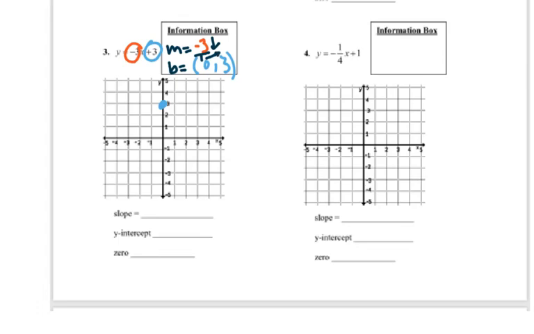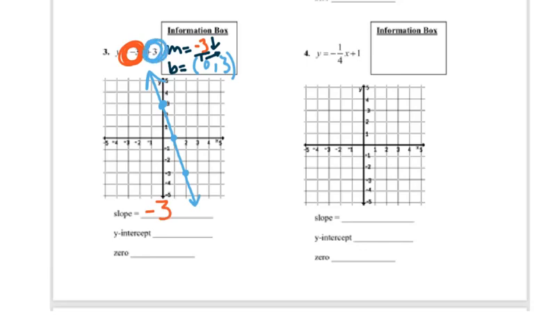So for my ordered pair, 1, 2, 3 over 1. Connect your dots. Easy. So easy. Slope. Here was your slope. It was right here. Slope is the number attached to the x. It's a -3.